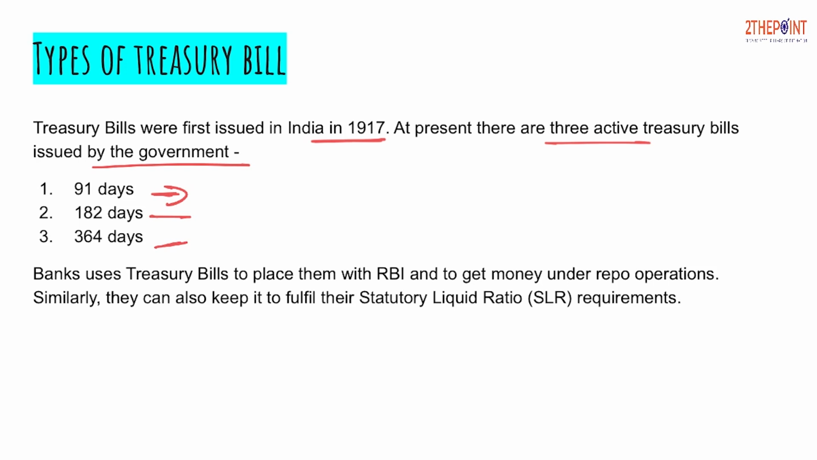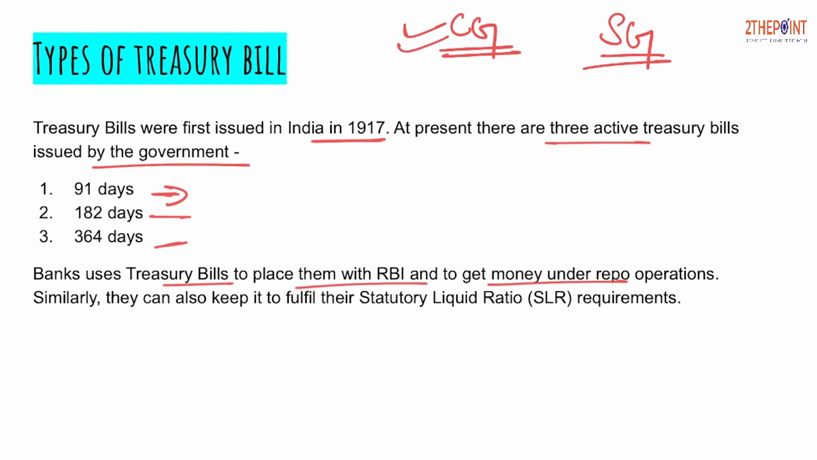One more point I would like to tell you is that it is just the central government which issues the treasury bill. State governments are not yet allowed to issue treasury bills or raise money through treasury bills. Banks use treasury bills to place them with RBI and to get money under appropriations also. When the treasury bills are issued, individuals purchase them, as do commercial banks and cooperative banks.